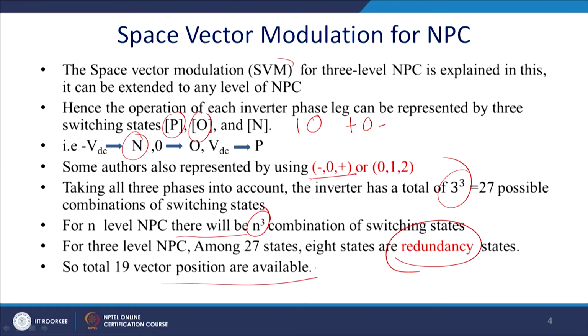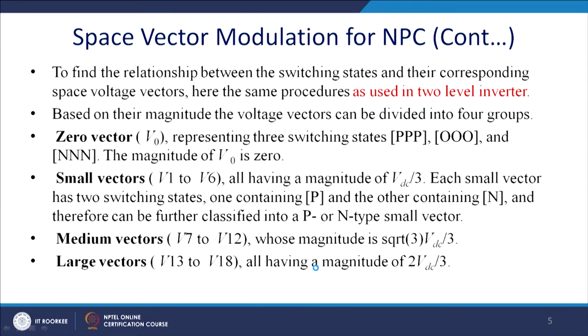Let us see those. To find the relationship between the switching states and their corresponding space voltage vectors, there is a procedure used for 2-level inverters. That procedure, this concept, will be extended to the 3-level inverter. Based on their magnitude, the voltage vectors can be divided into 4 groups.